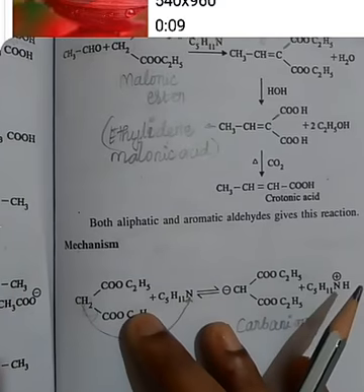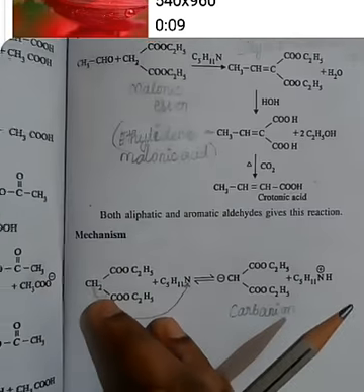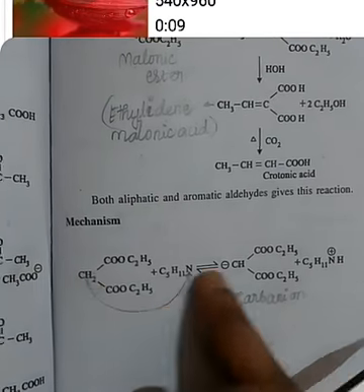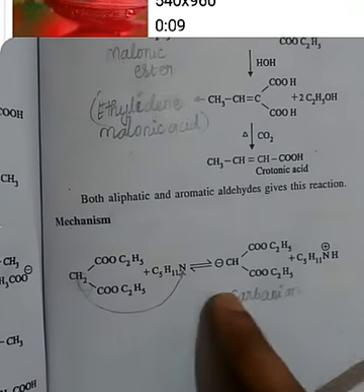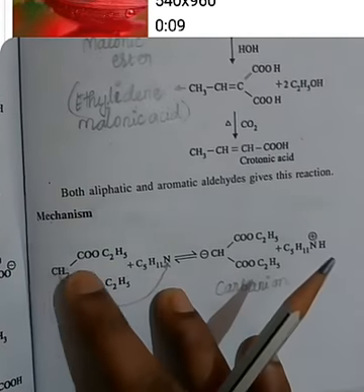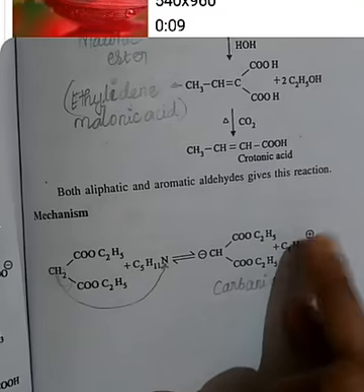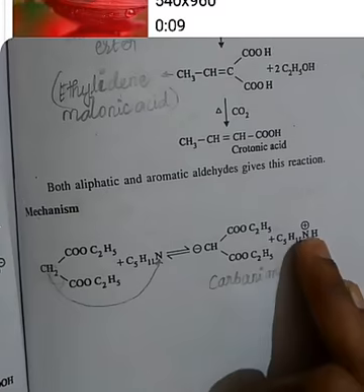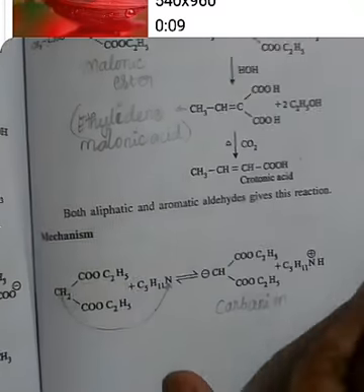Now the mechanism. In the first step, malonic ester reacts with pyridine, and in the forward reaction we get a carbanion. Only one H is removed from the CH2 group, giving CH minus. This is said to be the carbanion. It is the first step.